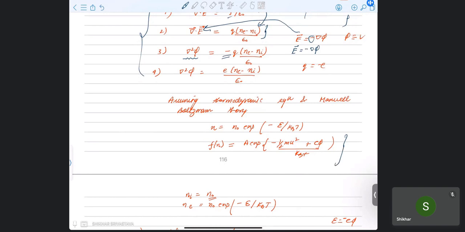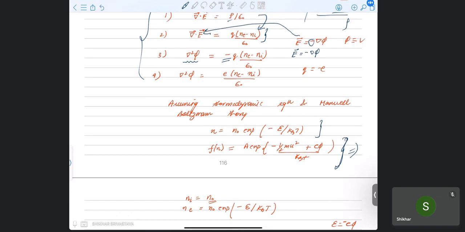Now based on the thermodynamic equation and the Maxwell-Boltzmann theory, this is the distribution of how the electrons will be distributed. We don't need to go into details of this right now. You must have studied it in thermodynamics. And this is how the electrons are distributed. So n is equal to n naught times exponential of minus e phi by kBT, where kBT is the thermal energy of the electron and e phi is the Coulombic energy of the electrons.